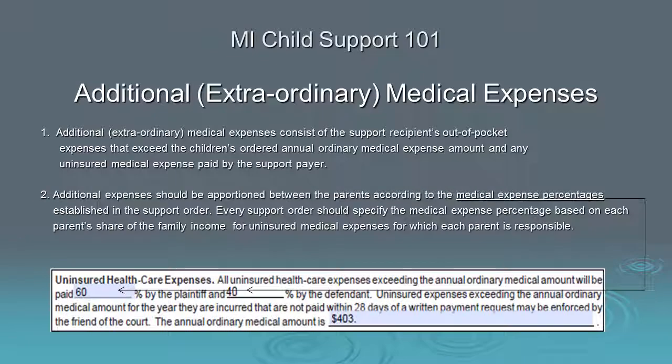Additional medical expenses are expenses exceeding the annual ordinary medical expenses, in this case $403, and all medical expenses paid by the payer of support. Additional medical expenses paid by the payer of support are reimbursed by the recipient of support by the percentage in the order.